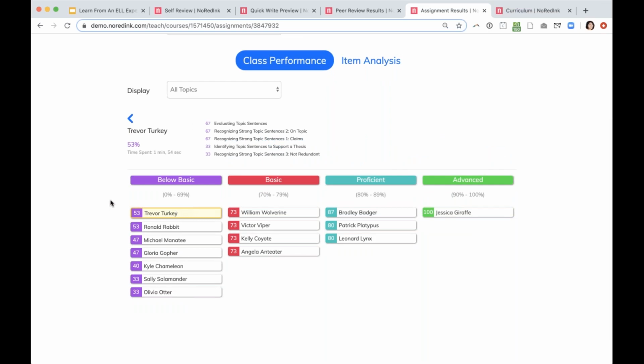Yeah. In addition to that, as she was mentioning, even if it is very difficult or if they all are below basic, it will break down where they are within the individual topics that you assigned in this diagnostic. So for Trevor Turkey here, for example, I can see that they are definitely below basic on all of these topics. However, at the bottom, there's 33% on identifying topic sentences and recognizing strong topic sentences. And so I know that that's going to be an area of much more need and much more individualized attention as opposed to the others, even though the others, of course, will get direct instruction.